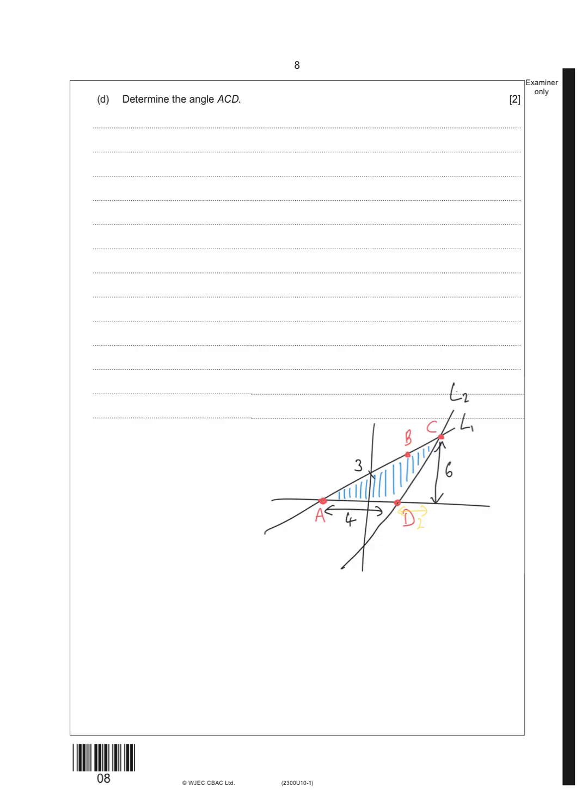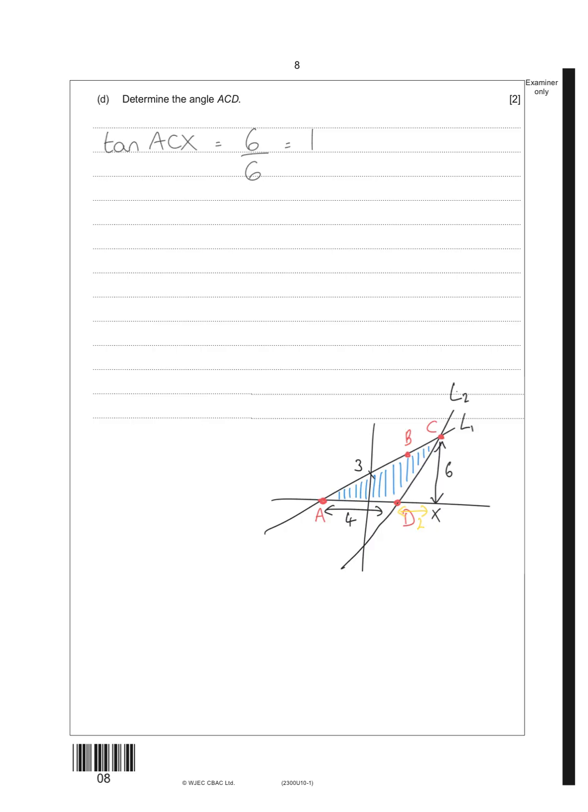Okay, so I can actually work out tan of, if I name this point down here, let's call that X, I can work out tan of ACX, which is 6 over 6, which is 1. So that means I can work backwards and find out what that ACX angle is.